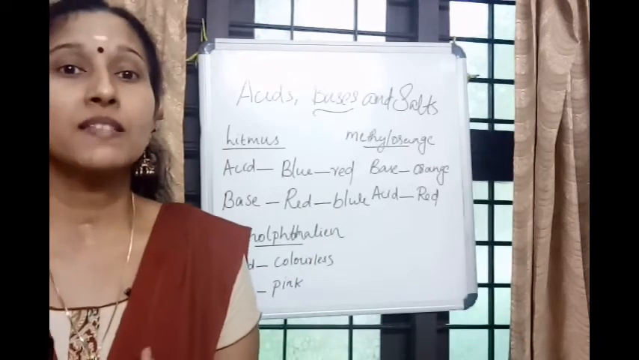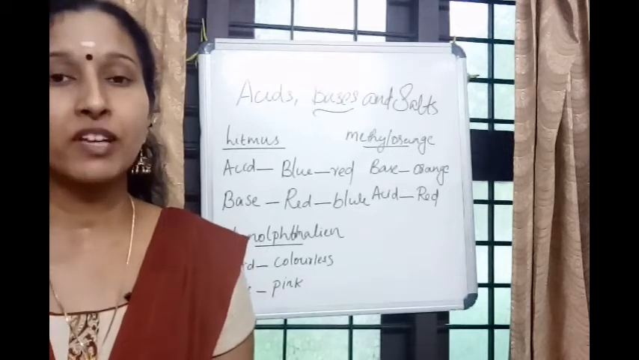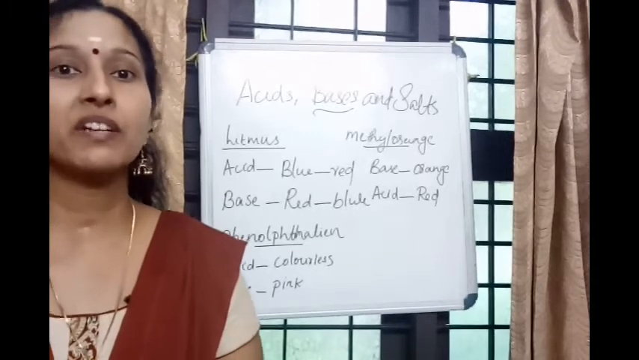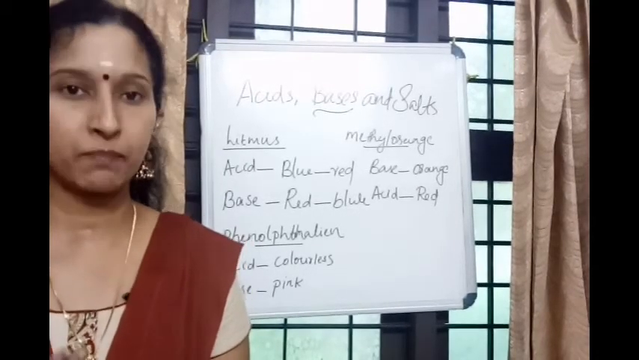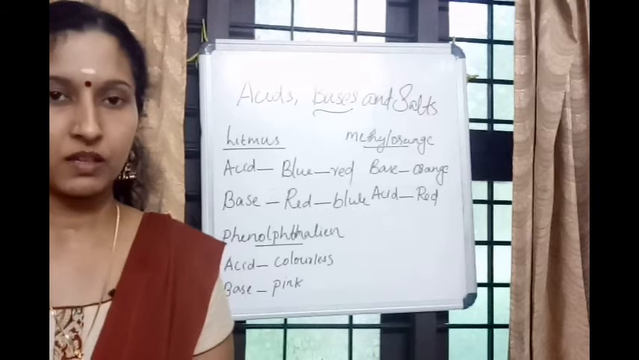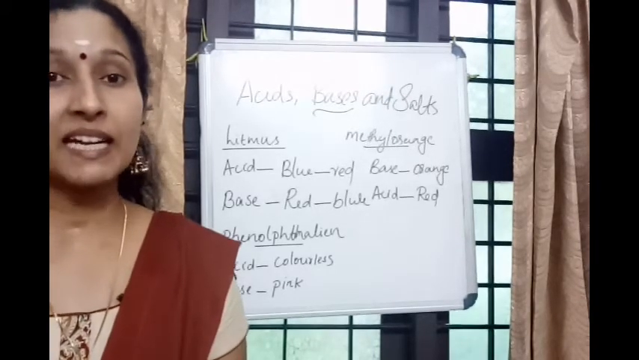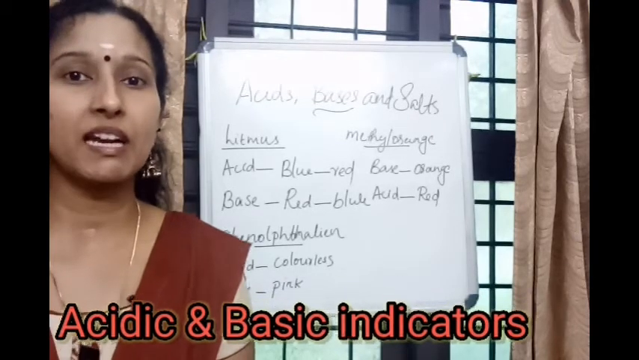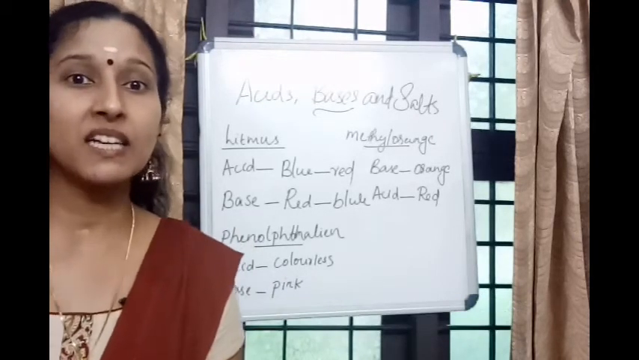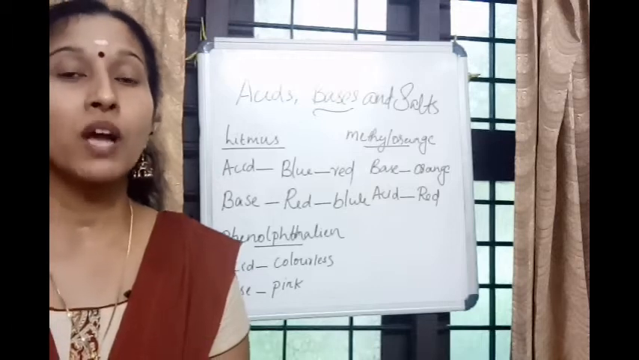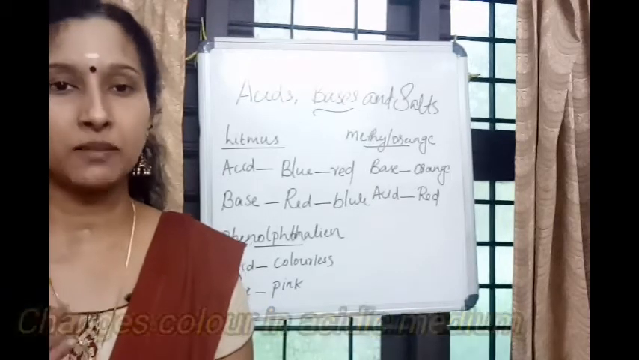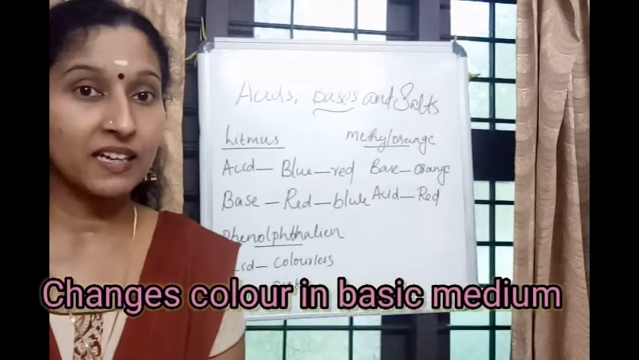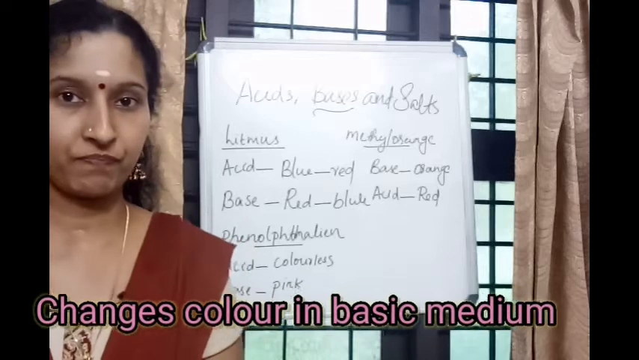If we talk about the synthetic indicators like phenolphthalein and methyl orange, they have different colors in acidic and basic medium. We have acidic indicators and basic indicators with us. What are acidic indicators? Acidic indicators are the indicators which show color changes only in the acidic medium. And basic indicators change their color only in the basic medium.